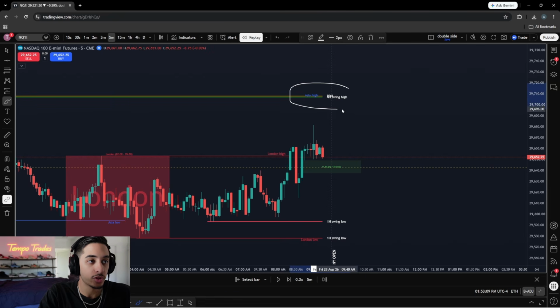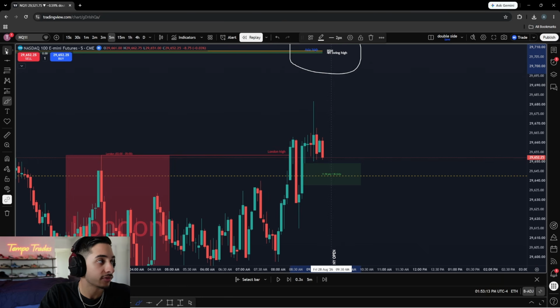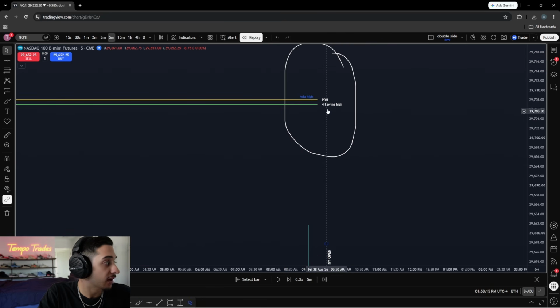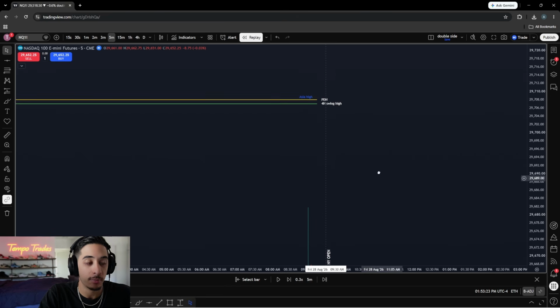Well, we have two liquidity levels stacked on top of each other right here. It may be a little bit difficult to see, but we have previous day high, which is PDH. We have Asia high, and we have a 4-hour high. Okay, those are a lot of levels stacked on top of each other.